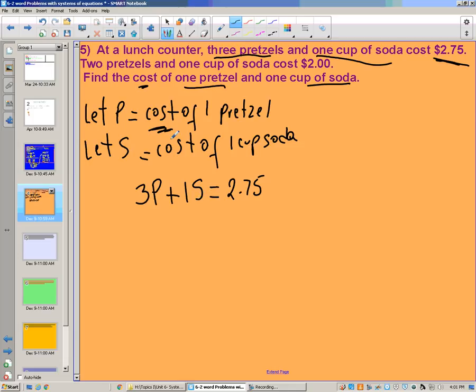Okay? And then what else do I know? I know 2 pretzels and 1 cup of soda is $2. So now if I buy 2 pretzels, 2 times the cost of 1 pretzel, plus 1 cup of soda, well, then that's going to cost me $2. Okay? Make sense?